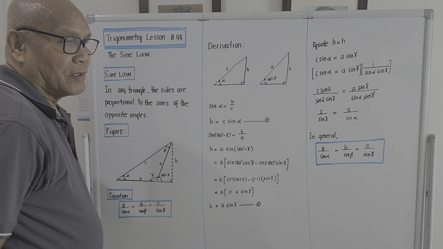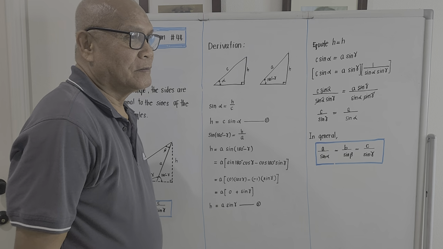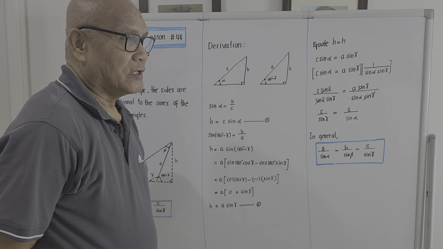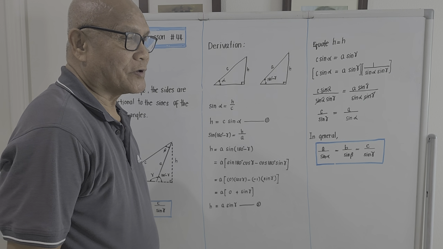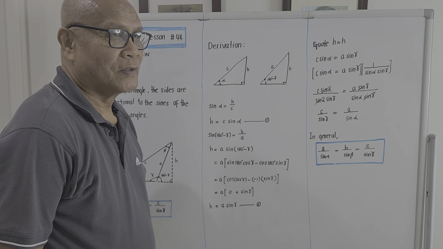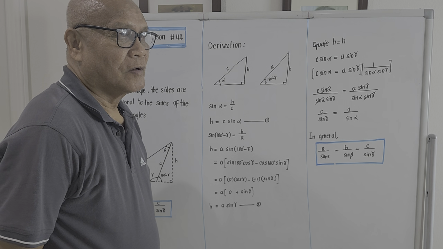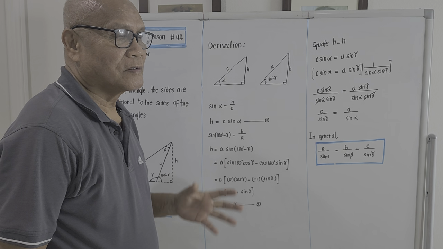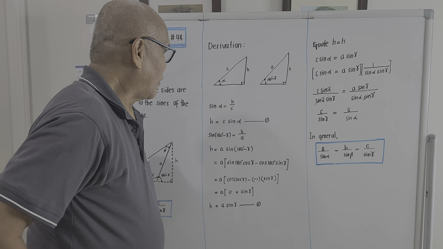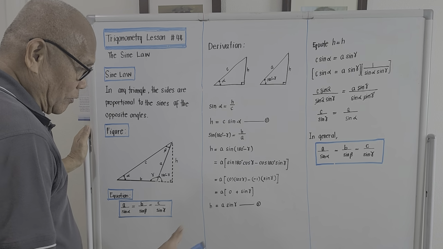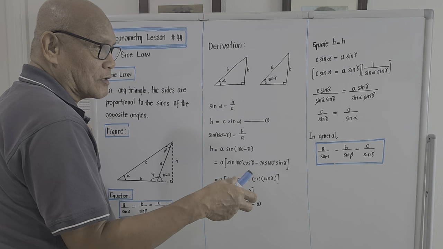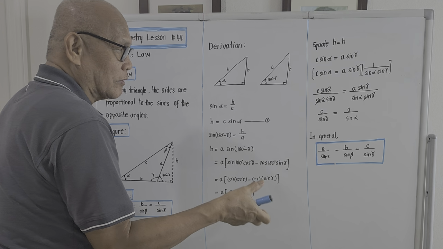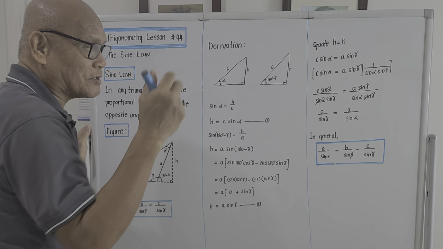Sine law is spelled S-I-N-E, meaning it's actually one of the concepts for the solution of an oblique triangle. One of the concepts on how to compute problems under oblique triangles is the so-called sine law. Before I derive the general equation for sine law, I would like to read first what sine law is.